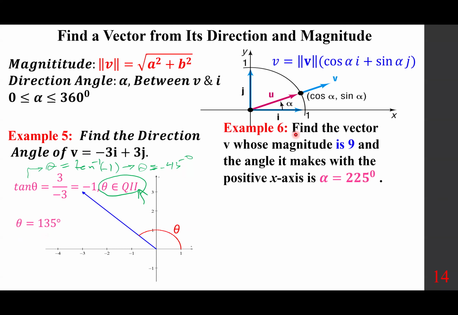Example 6, and they may call it alpha, they may call it theta, whatever the angle that they call it. Find the vector v whose magnitude is 9. That means square root of a squared plus b squared is 9. And the angle it makes with the positive x-axis, alpha, is 225 degrees. So this one is 225 degrees. That means 180 and then add another 45 degrees, which puts us into the third quadrant.